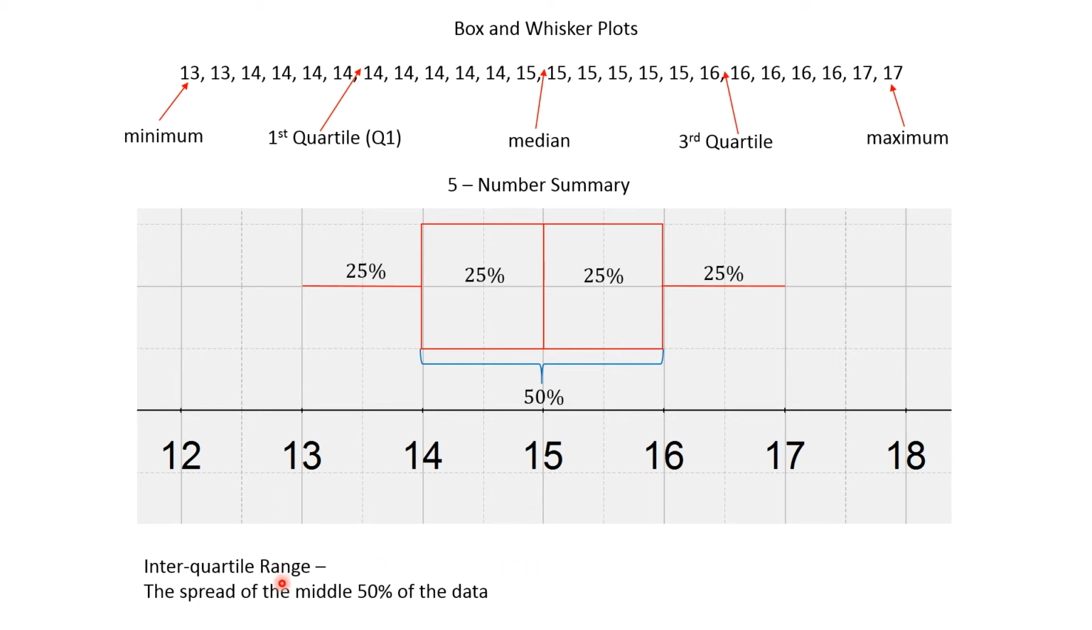The equation for finding the interquartile range is just the third quartile minus the first quartile. In our case, 16 minus 14, which is 2. So our interquartile range is 2. Notice it's just a number. It's not 16 to 14 or 14 to 16. The interquartile range equals 2.